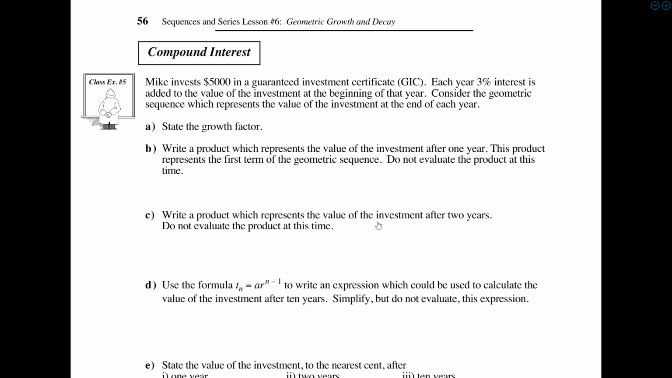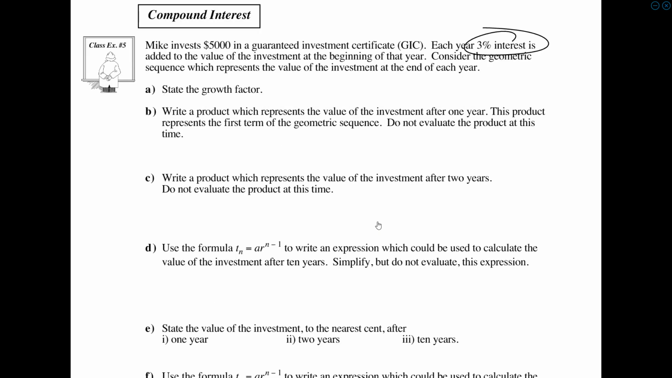First of all, $5,000. Mike puts in a GIC. He gets 3% interest per year. He gets 3% added to the amount that he had at the beginning of the year. So it's not that he gets 3% on $5,000 every year. He gets 3% on what he had after the last year. So this is compound interest. So the growth factor, first of all, is 1.03. We got that.